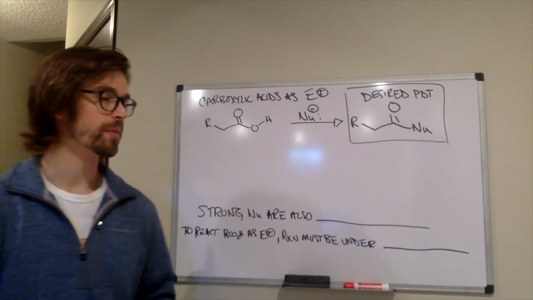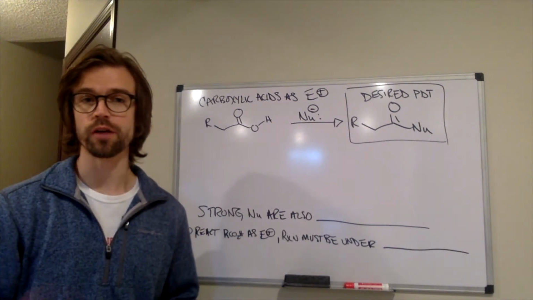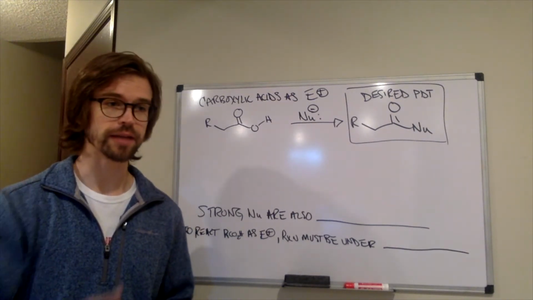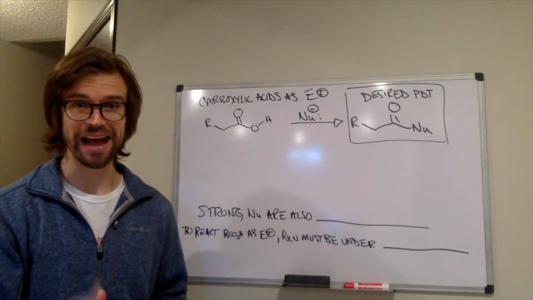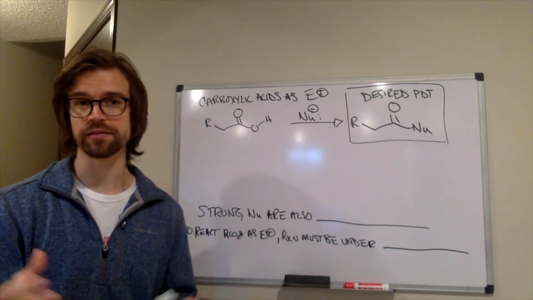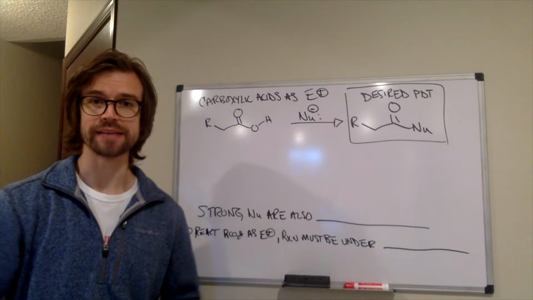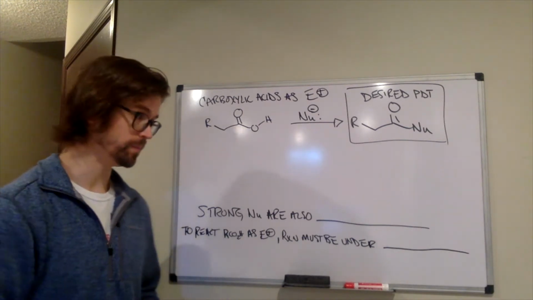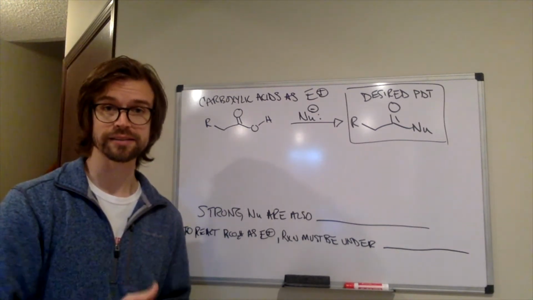Alright, we're going through our carboxylic acid derivatives in order of their reactivity. So the most reactive being acid chlorides, then anhydrides. And in similar reactivity level, we had carboxylic acids and esters. We're going to start out with carboxylic acids.